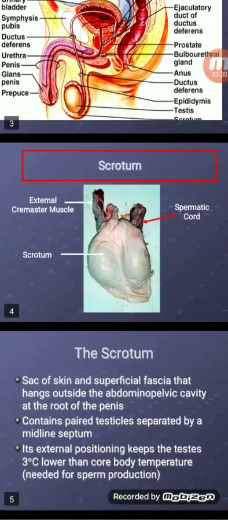Here, take a look at the scrotum, the external cremaster muscle, the septum between the two testes, and the spermatic cord that hangs the testes in the scrotum.